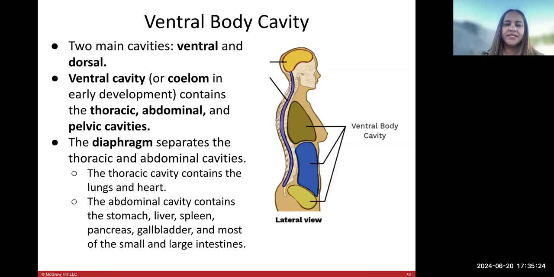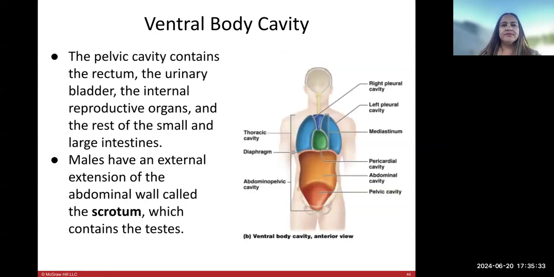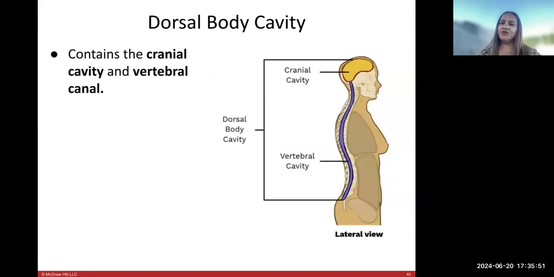The abdominal cavity contains the stomach, liver, spleen, pancreas, gallbladder, and most of the small and large intestines. The pelvic cavity contains the rectum, the urinary bladder, the internal reproductive organs, and the rest of the small and large intestines. Males have an external extension of the abdominal wall called the scrotum, which contains the testes. Females obviously do not have this. The dorsal body cavity is very simple. It contains the cranial cavity and the vertebral canal.